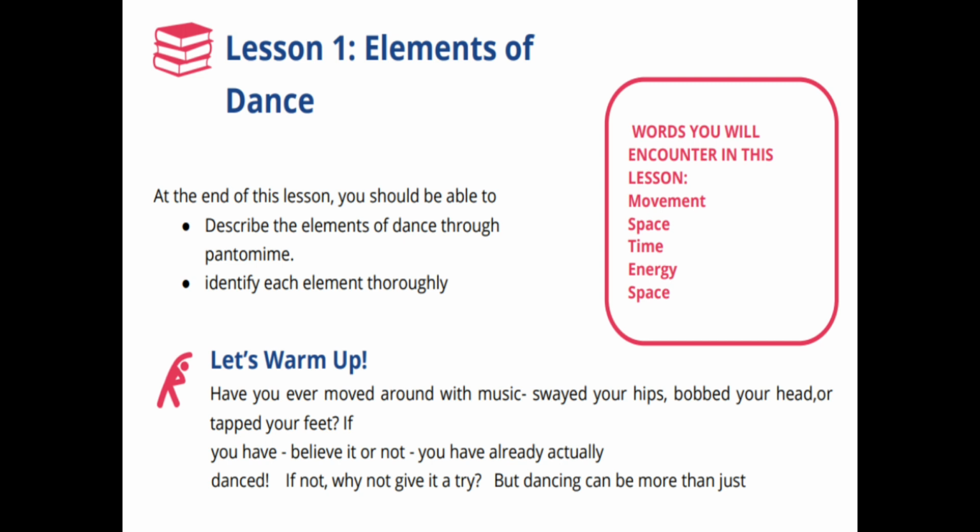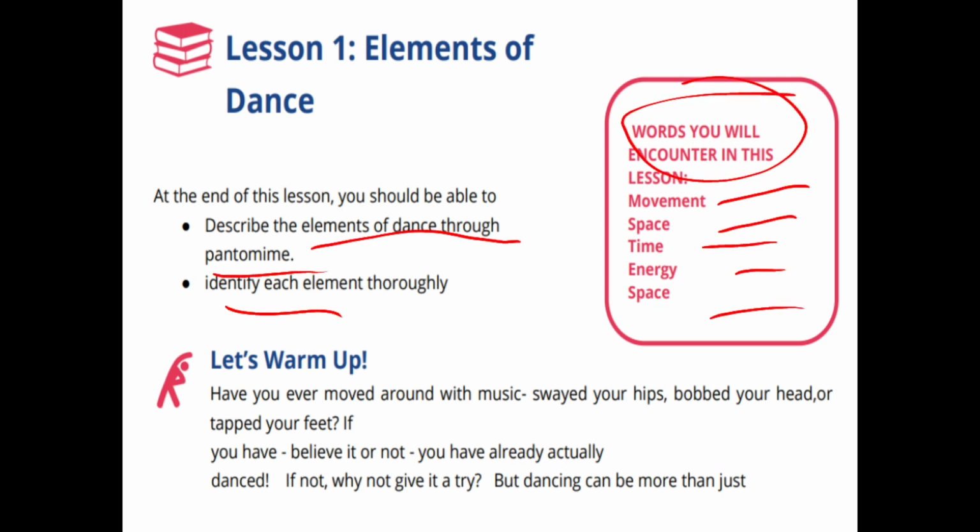Okay, in lesson 1, we have elements of dance. We will be learning the elements of dance through pantomime and identify each element or relay. Okay, words you will encounter in the lesson are movement, space, time, and energy. Okay, let's warm up.